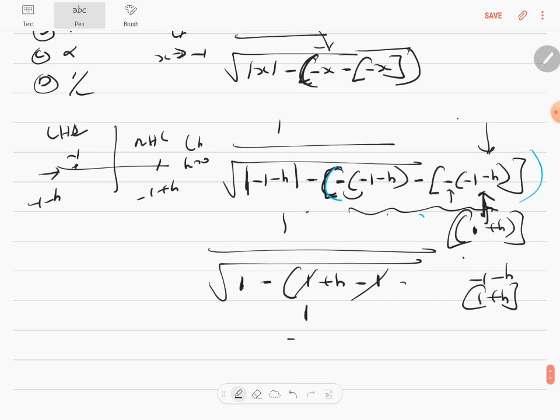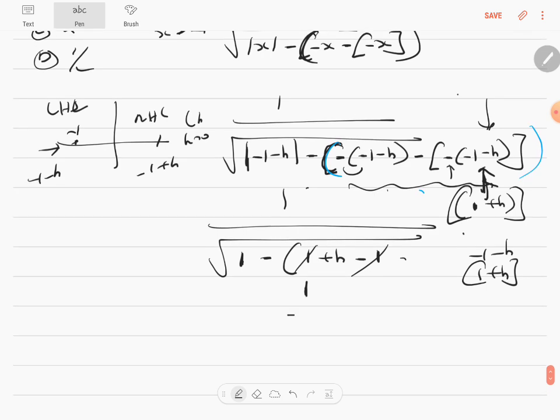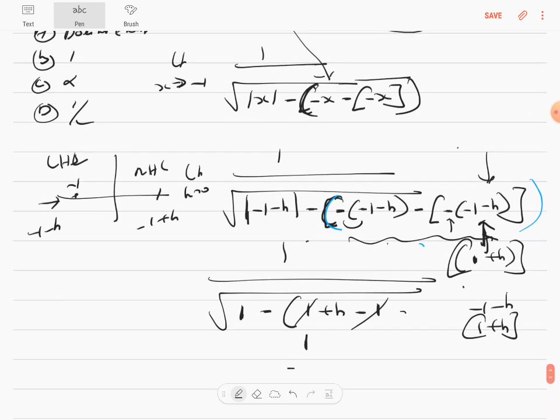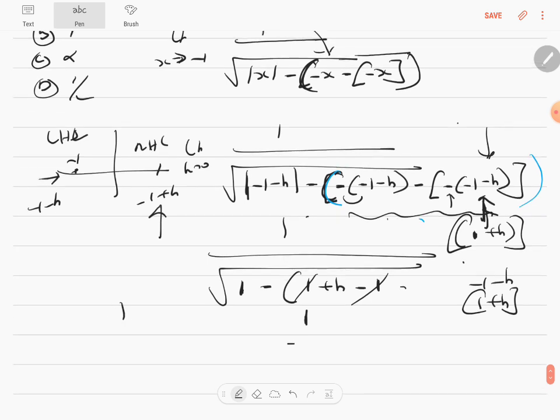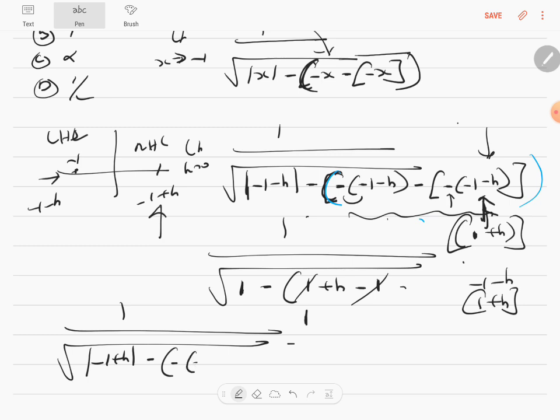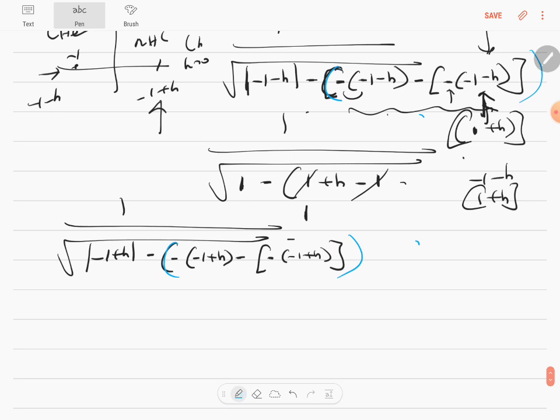Let's do the right hand limit. For the right hand limit, I have to write minus 1 plus h. So when I write that, 1 by root of mod of minus 1 plus h minus open bracket minus of minus 1 plus h minus greatest integer function of minus 1 plus h. And this you can ignore, this is an ordinary bracket, you don't have to be confused. This is the greatest integer function which has to be solved.